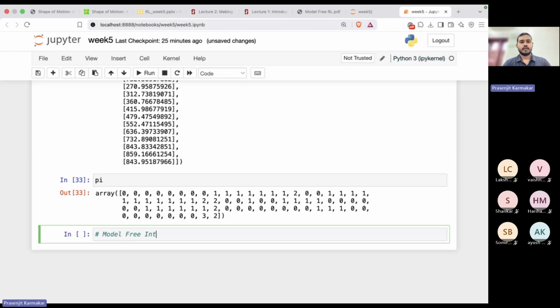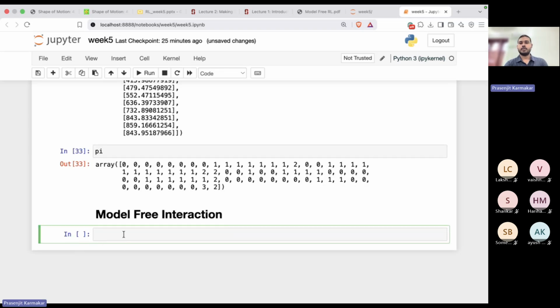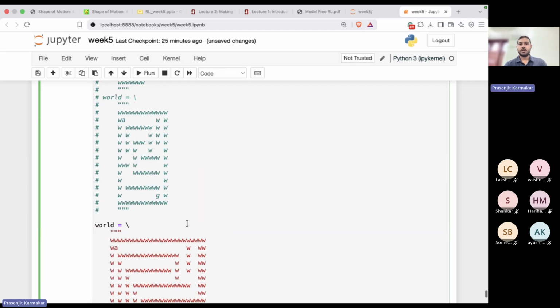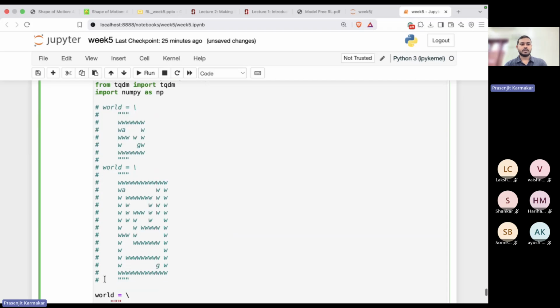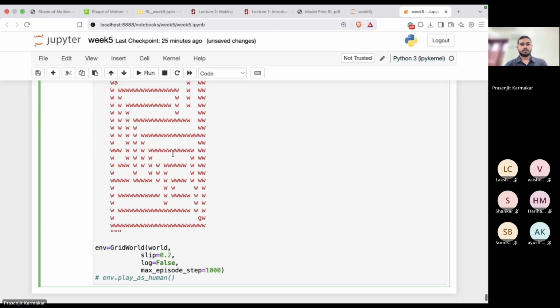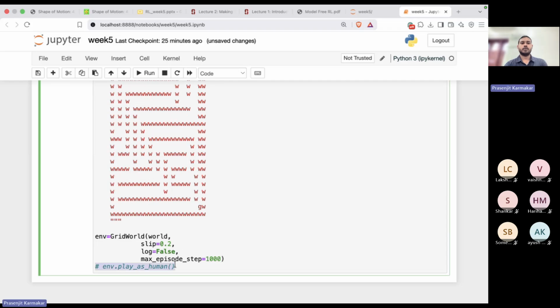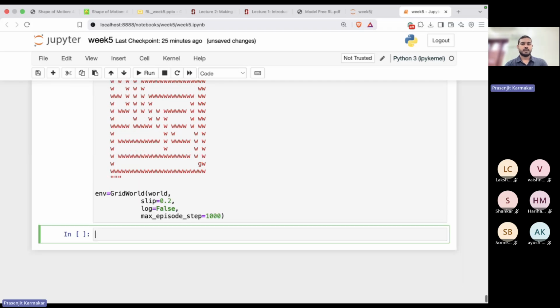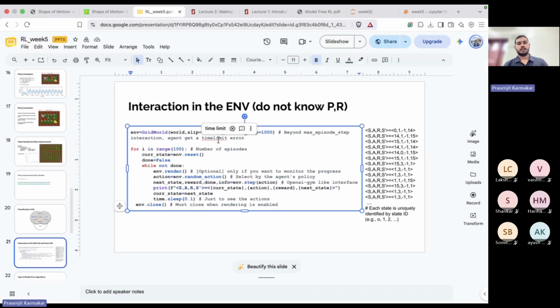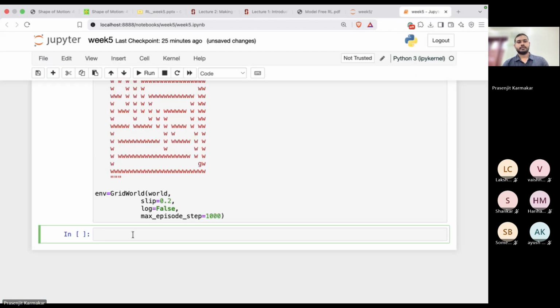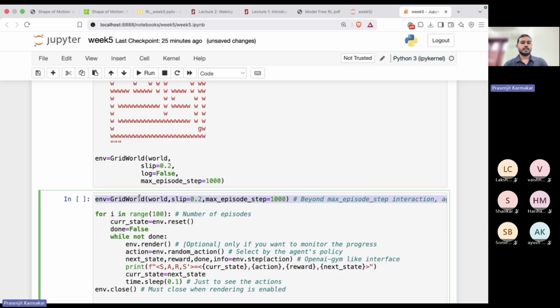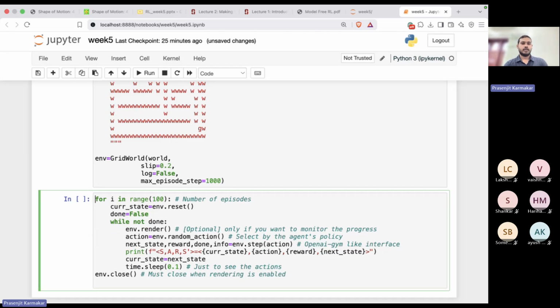Model free interaction. Model free means we don't have access to the P and R. Actually we do have access to them because we are using the package, but assume that we don't have access. Okay, run, and then I can just copy paste this code, right? Environment is already defined, so let's not put it here. If I run this, this should render the environment for me.